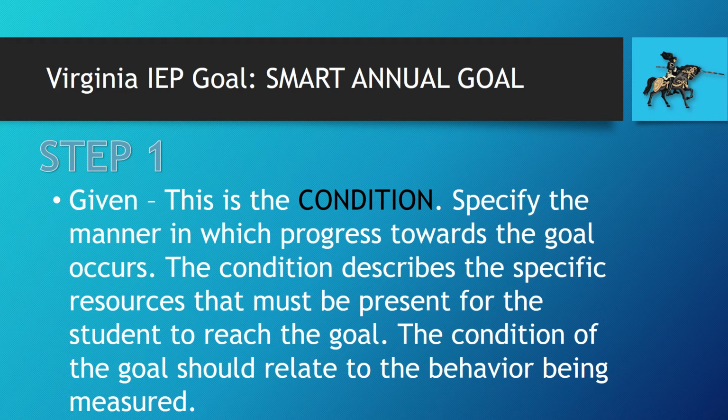When writing a SMART goal, step 1 is the given. This is the condition. Specify the manner in which progress towards the goal occurs. The condition describes the specific resources that must be present for the student to reach the goal. The condition of the goal should relate to the behavior being measured.